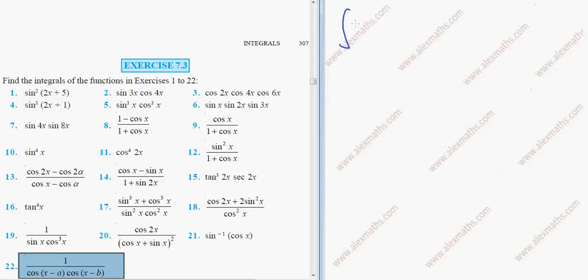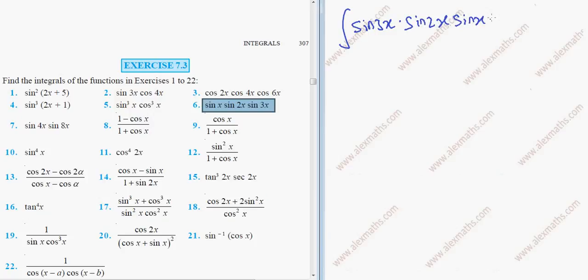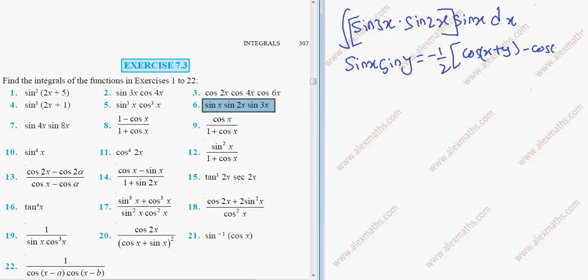See the question. I'll write this in the reverse order: sine 3x, sine 2x, sine x dx. Now take these two and apply the formula. I'll show you the formula here. Sin x into sin y is nothing but minus half cos of x plus y minus cos of x minus y. When both are sine, it will be minus half into cos of adding both minus cos of subtracting both. So if I apply this, what will happen?